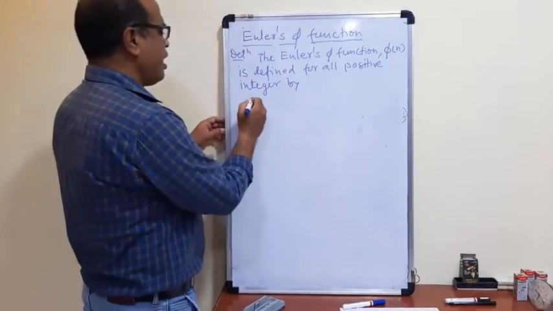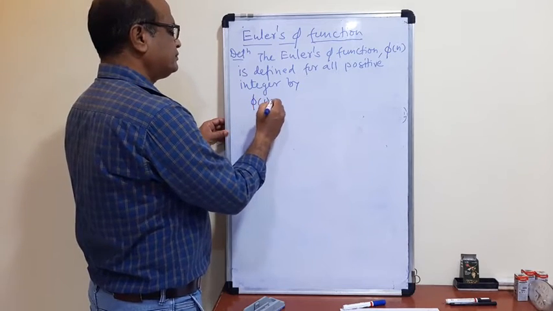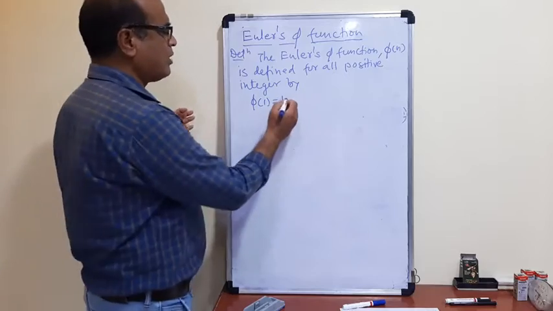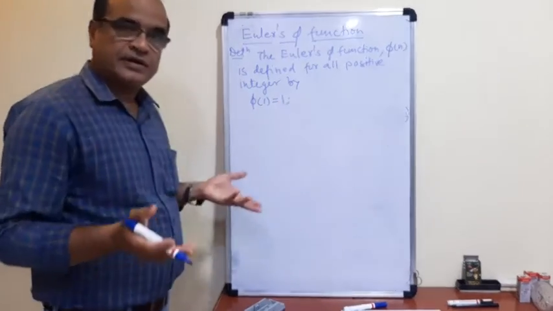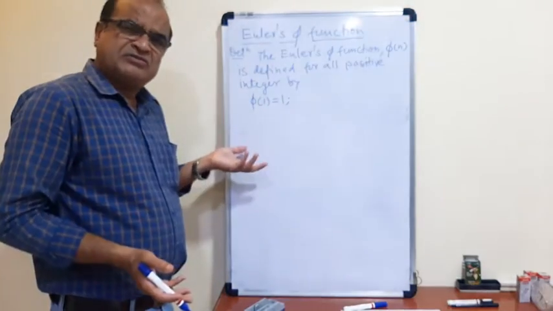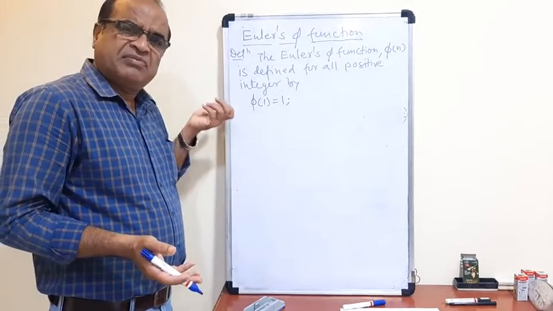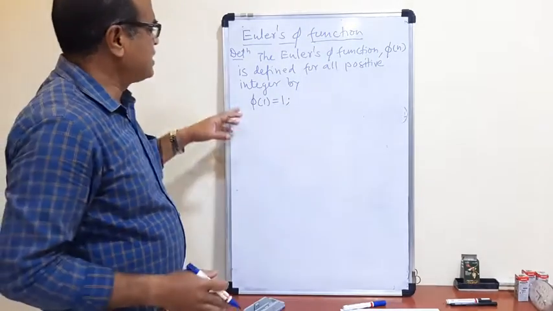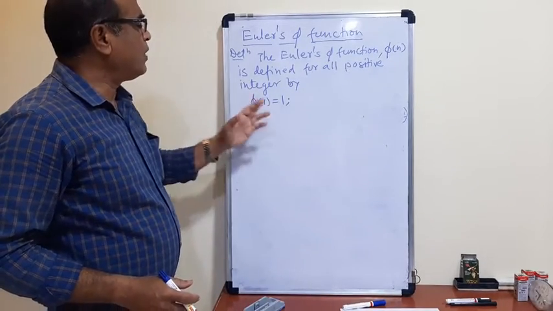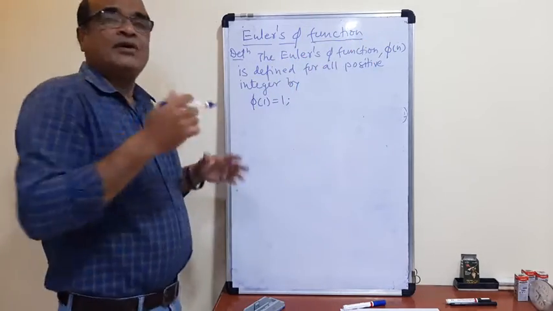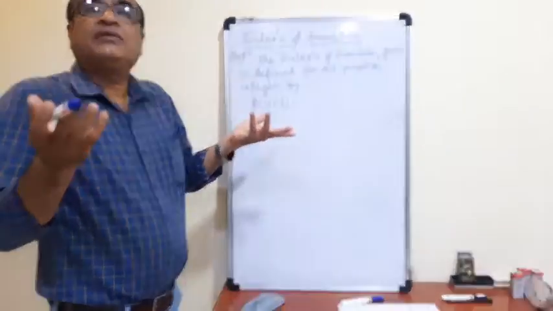Okay. So phi of 1 is equal to 1. What is the phi function, Euler's function? We understand the definition better by taking very simple examples. So phi of 1 is equal to 1. So n is equal to what? n is equal to 1. Then phi of 1 is equal to 1.